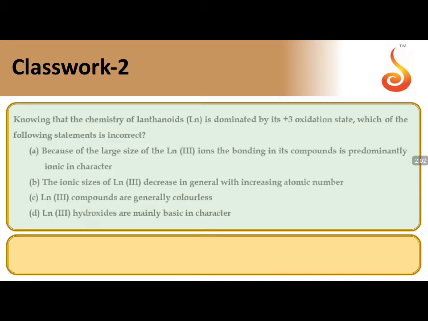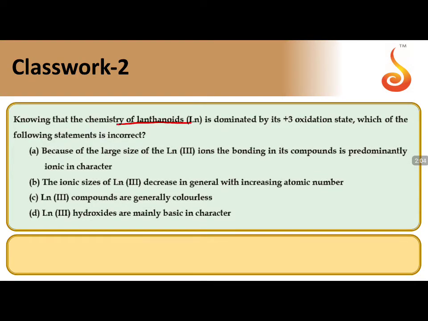Coming to question number 2: knowing the chemistry of lanthanides is dominated by its plus 3 oxidation state, which of the following is incorrect? Let us see. Because of the large size of lanthanide ions, bonding in its compounds is predominantly ionic. Lanthanides resemble alkaline earth metals in their properties, so they are ionic. Correct. The ionic size of lanthanum 3 ions decreases in general with increase in atomic number. Lanthanide contraction. Correct.